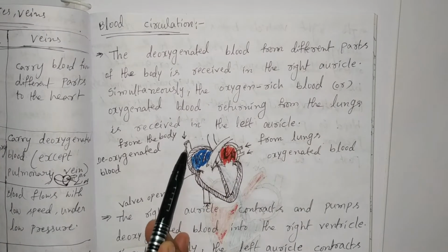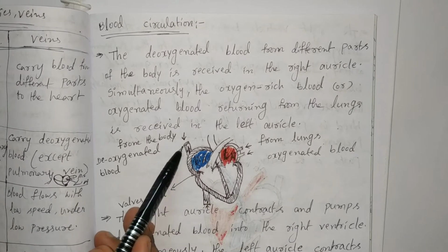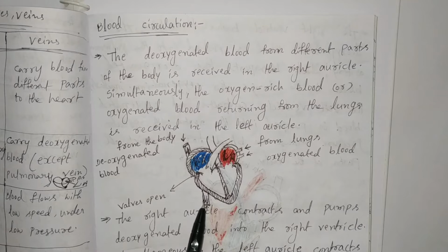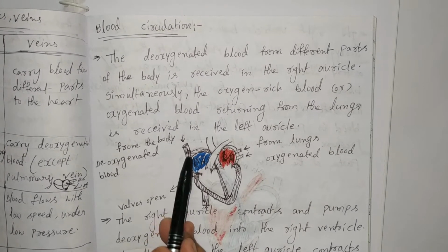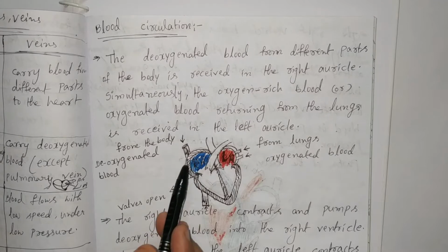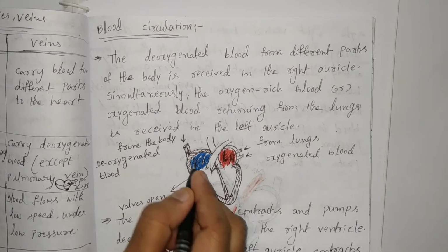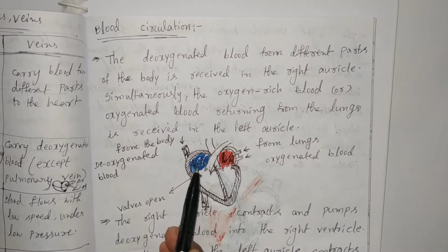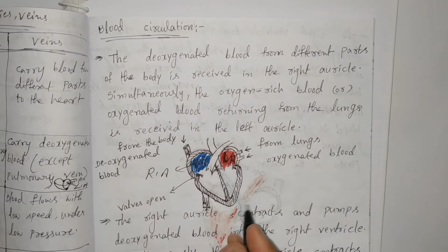This is the superior vena cava. This is the inferior vena cava. The upper side parts and the lower side parts, deoxygenated blood is collected through these vena cavae, and the deoxygenated blood is carried to the right auricle. This is the right auricle. Blue color indicates deoxygenated blood.